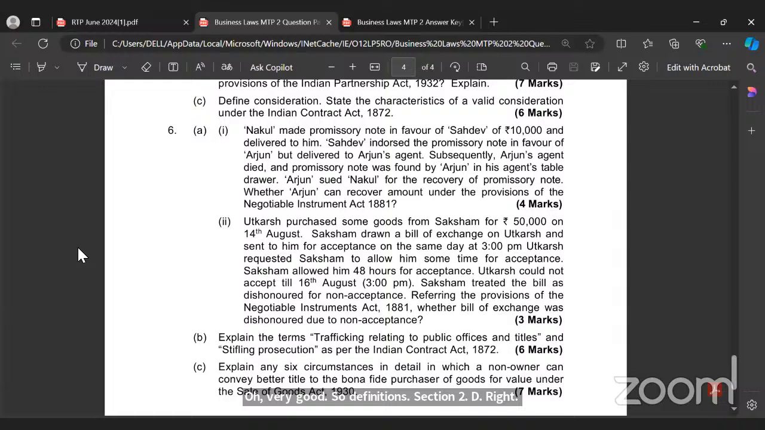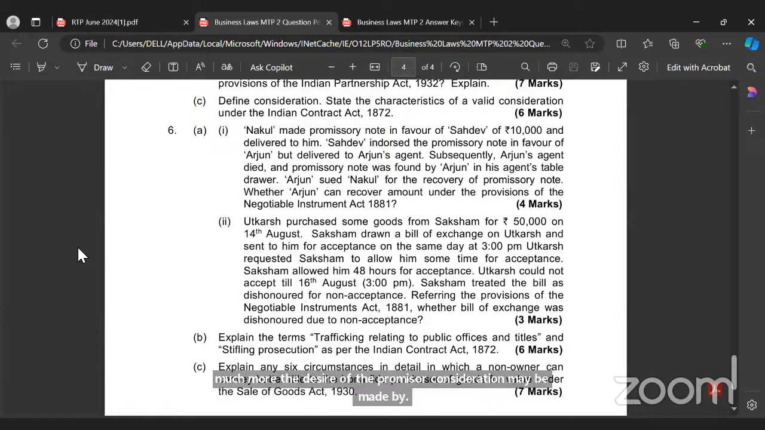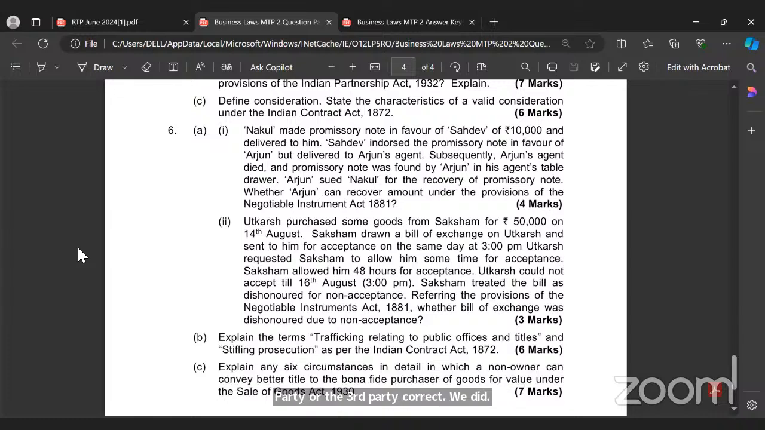When at the desire of the promisor, the promisee or any other person has done or does or promises to do something. Correct or no? Remember? We had given that definition section 2D, and then you'll have to give the essentials of a valid consideration. It must move at the desire of the promisor. Consideration may be made by the party or the third party. We did difference between stranger to consideration. It must be real and it must not be illusory. Remember we did all that? Very easy question. This you can write on your own. Understand?